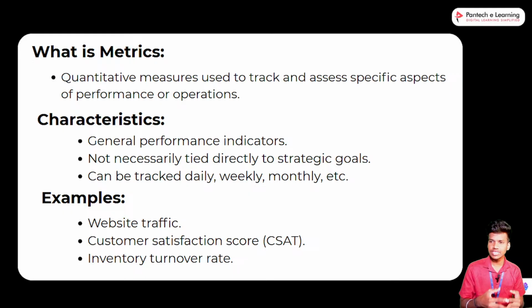Everything is followed by the difference: metrics will differ by performance and operations, as the aspects change. So they are quantitative measures used to track the aspects of performance and operations. The characteristic of metrics is that they are general performance indicators and not necessarily tied directly to strategic goals, and can be tracked daily, weekly and monthly. We can track the system, like track the particular data. For example, website traffic, customer satisfaction score and inventory turnover rate.